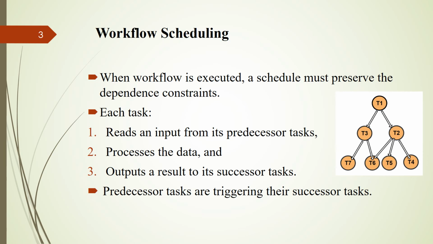Each task will do three steps. Firstly, it will read input data from its predecessor tasks. For example, T3 will read data from T1 in order to start the processing. Secondly, it processes the data, and finally it outputs a result to its successor tasks, which are T6 and T7. The scheduling is based on predecessor tasks triggering their successor tasks when they are completed.